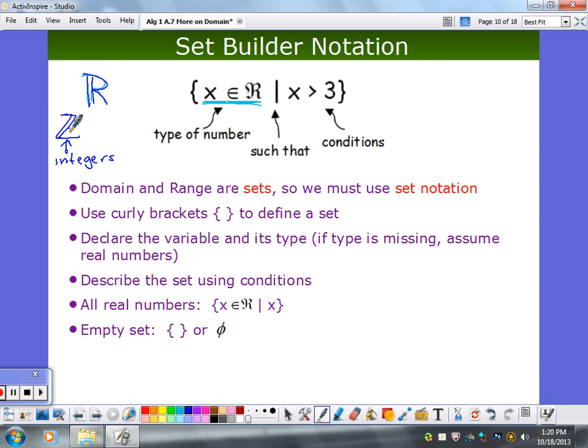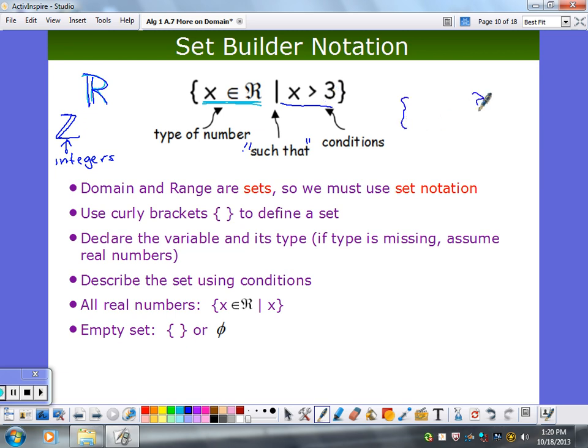Now, in our situation, we're always going to work with the whole set of real numbers. So it makes it a little bit easier. First we say x is a real number. Now this little bar, we read as the words such that. So x is a real number such that, and then we have a condition. That x that you picked has to be bigger than 3. If the x that you pick is bigger than 3, then it goes in the set.